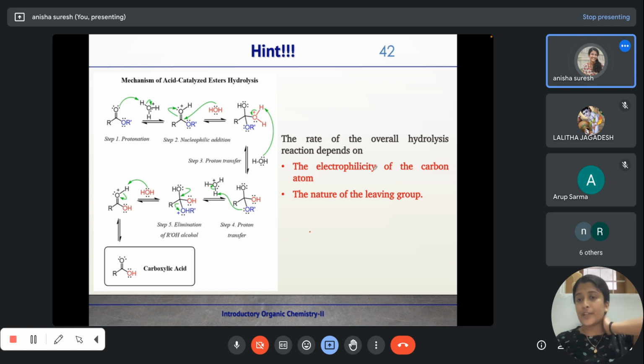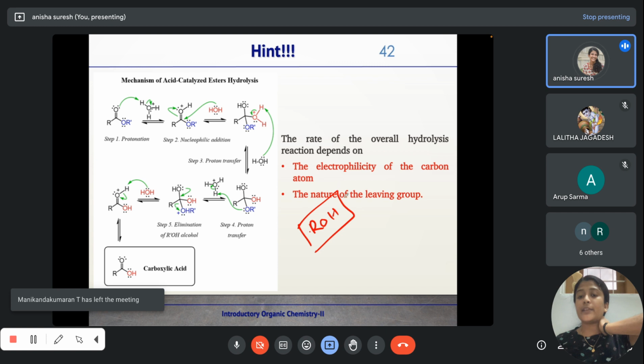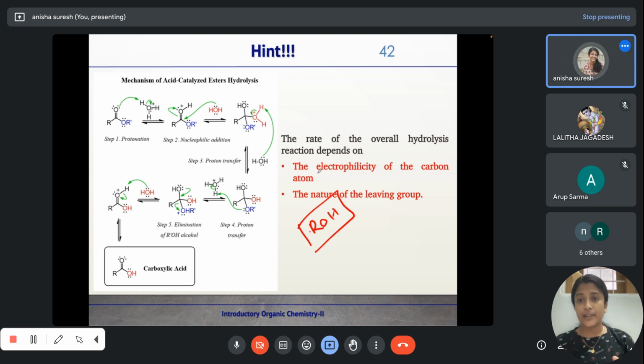One is the electrophilicity of the carbonyl carbon. It can increase if there are electron withdrawing groups on the system. Then the nature of the leaving group will be this alcohol. ROH will be the leaving group in this case. So if the leaving group is more stabilized by its own, then it can be a better leaving group. So these are the two factors that affect the overall rate of the hydrolysis reaction.